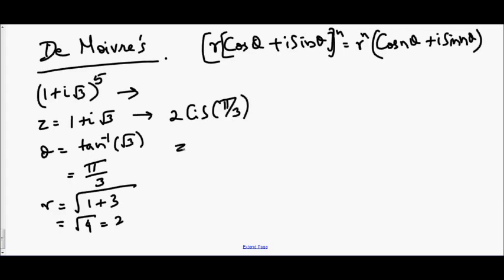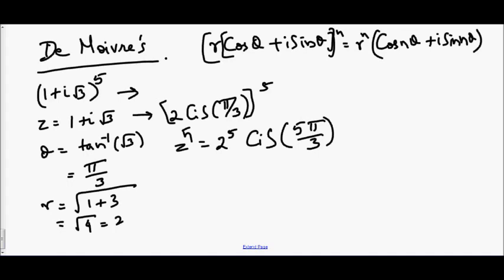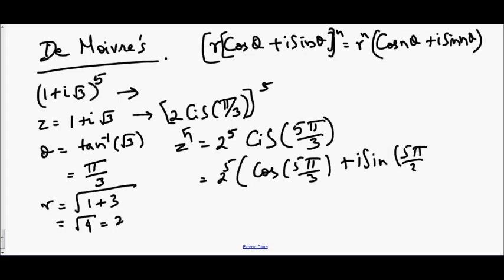And then z power n, z power 5 here, would be 2 to the power of 5 cis 5 pi over 3, because the whole power 5 becomes n pi over 3, which is 5 pi over 3. So on expansion, it is actually 2 power 5, cos 5 pi over 3 plus i sine 5 pi over 3. And you check the question.